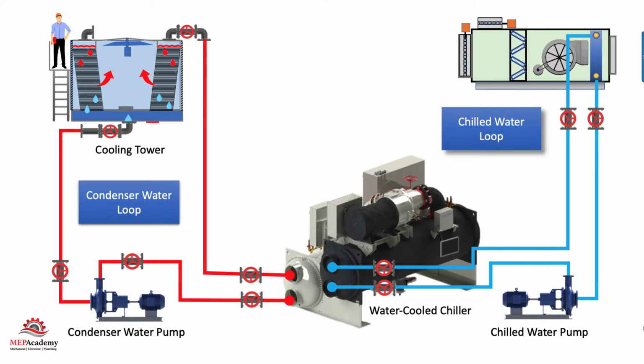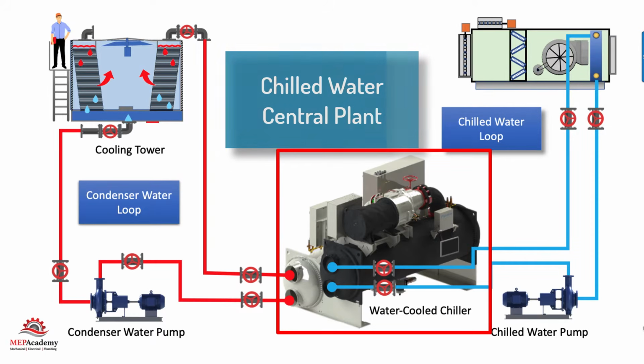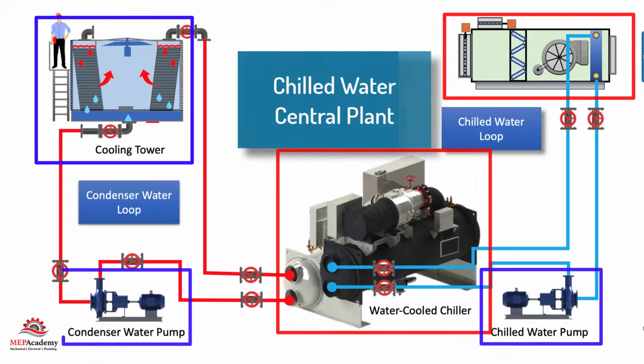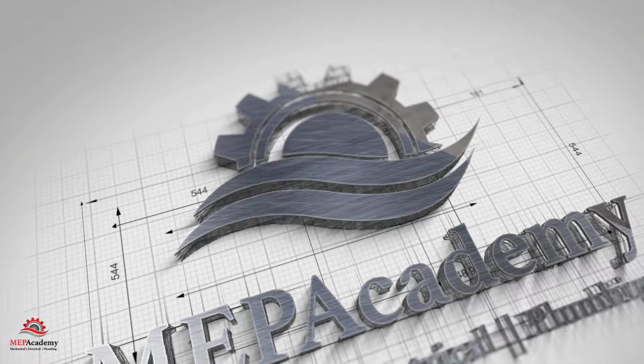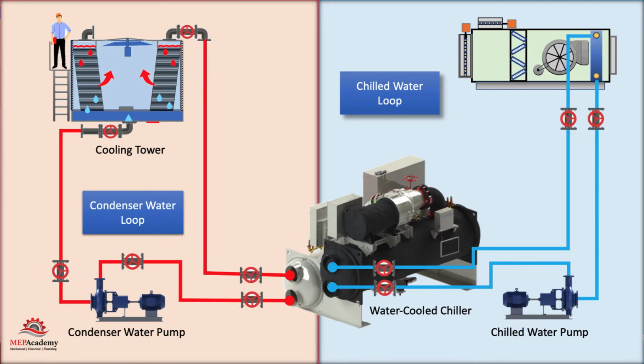In this video, we'll discuss the basics of a chilled water central plant. The main pieces of equipment include a water-cooled chiller, cooling tower, air handler, controls, and the chilled water and condenser water pumps. We covered chillers in another video, but we'll go over the basics here.